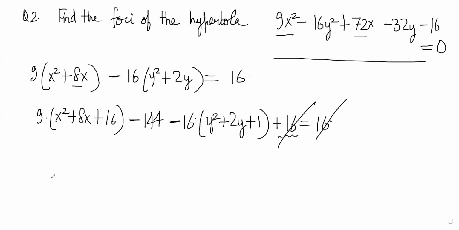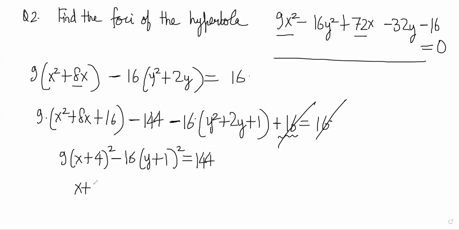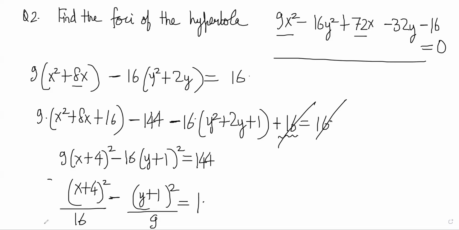This 16 gets cancelled with this, and I get 9 times x plus 4 whole square minus 16 times y plus 1 whole square is 144. And this becomes x plus 4 whole square by 16 minus y plus 1 whole square by 9 is equal to 1. This is my standard hyperbola. And now it is easy to find the foci because the center has been shifted to minus 4 comma minus 1 and it is a normal hyperbola.